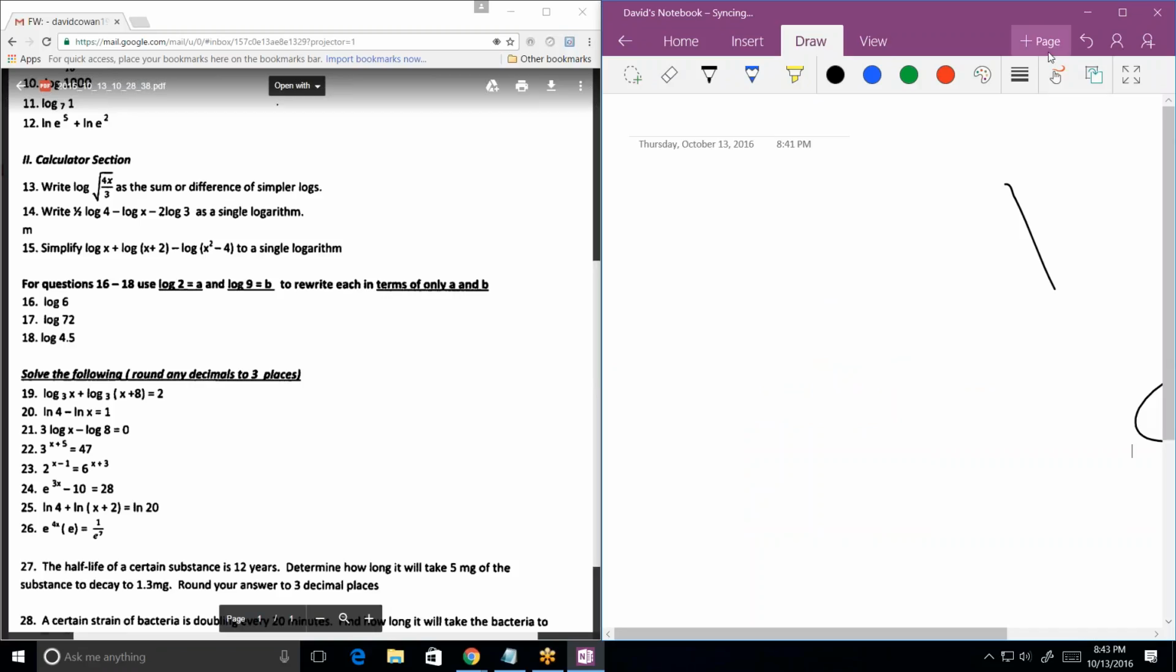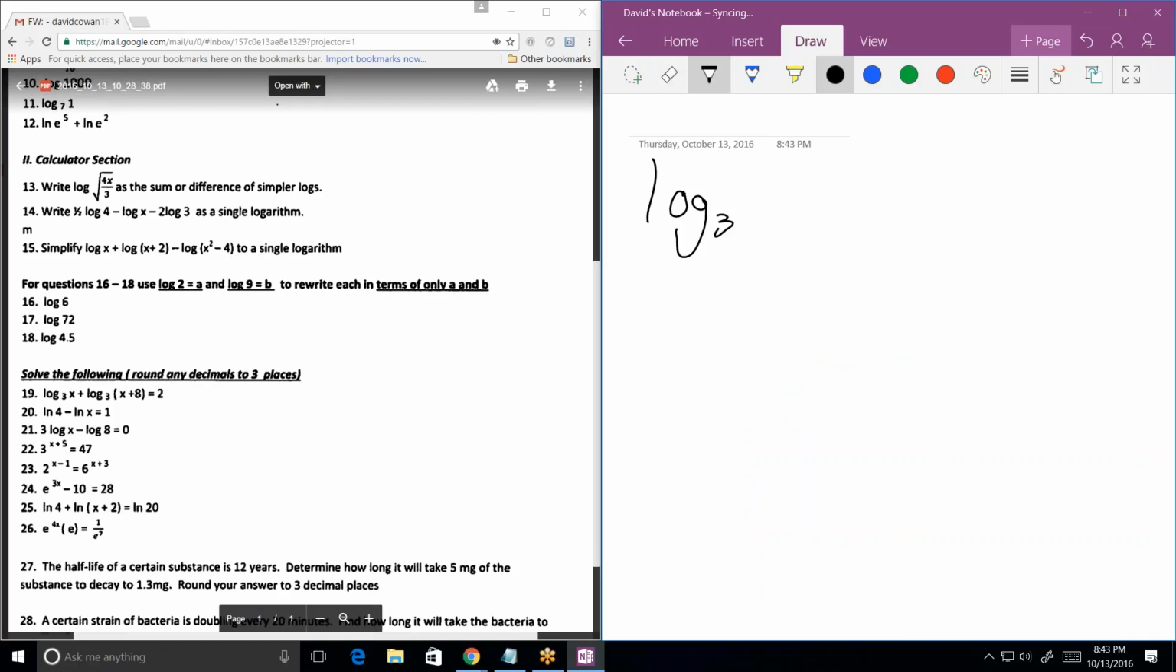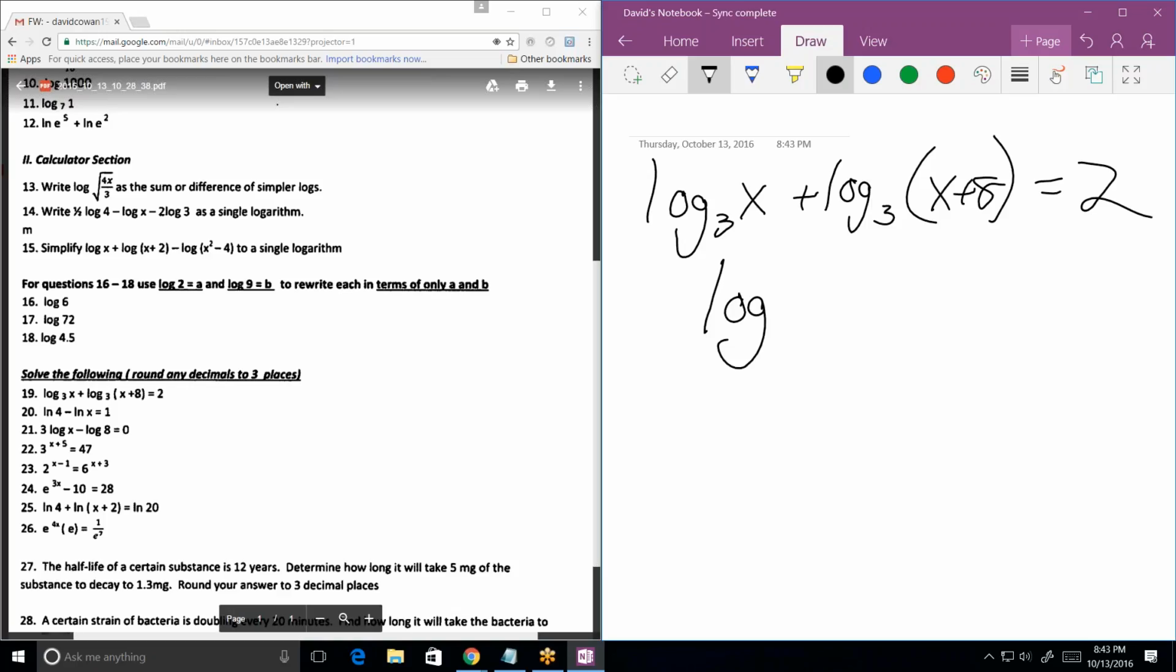Okay, so where are we at here? We're at the log base 3 of x plus the log base 3 of x plus 8 equals 2. The way you solve log equations is you try to get a single log. So do you want to condense it? What do I have? No, it's just a single log. There's not a second log function in there.